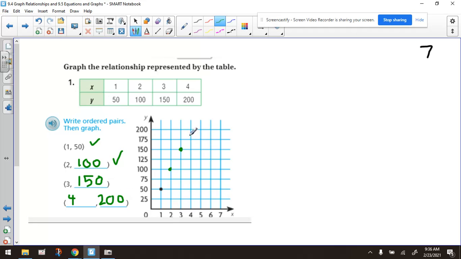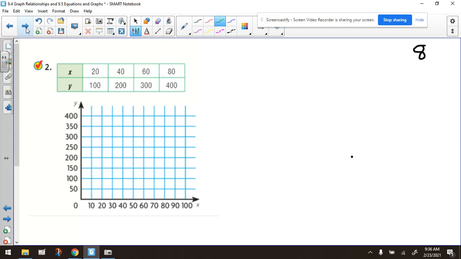Over 4, up 200. All right, so now the next step is to connect your points. We always do that and form that line. So this is a linear function, we would call it. And then we usually like to put the little arrow tips on the end to show that it goes on. All right, so slide number 7, as long as you have all those things, that's done. Let's look at slide number 8.